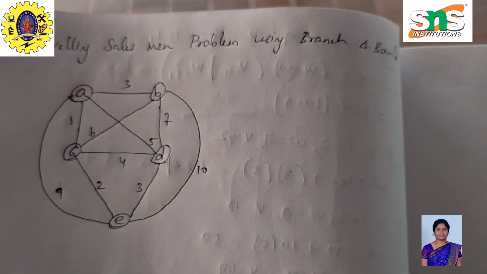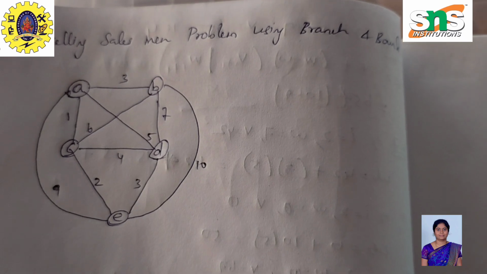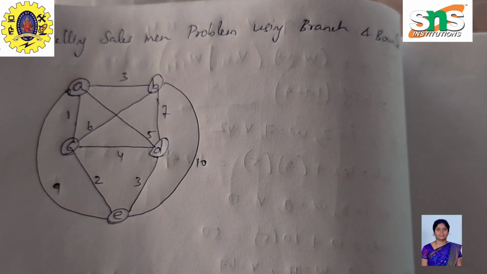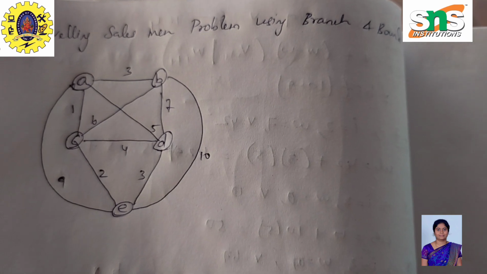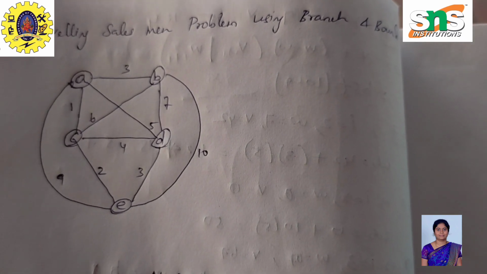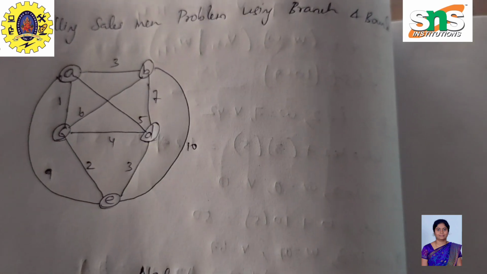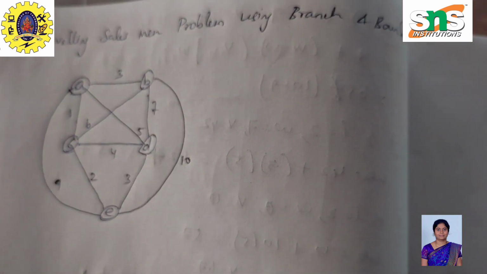Hi friends, in this video we are going to solve the traveling salesman problem by using the branch and bound method. The traveling salesman problem you have already seen in previous units, solved by various methods. In this one we are going to use branch and bound. So already you people know. For this, this is the sum given.